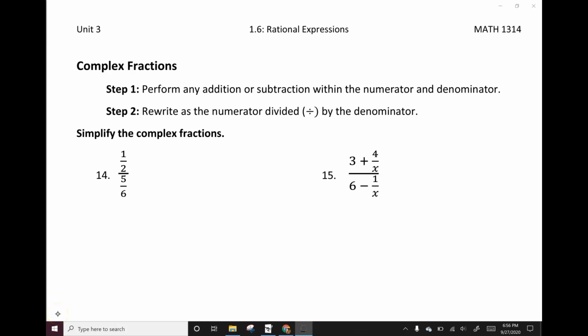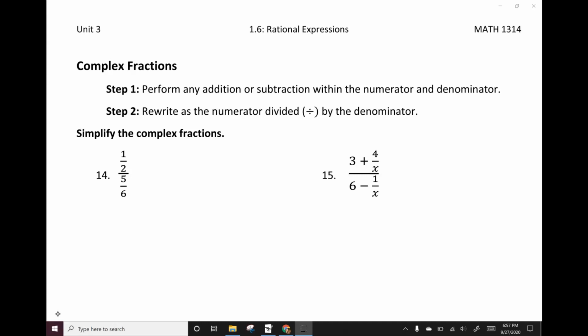Hey guys, this is 1.6 part 3, and we're going to talk about complex fractions. A complex fraction is a fraction over another fraction. Basically, in the numerator and/or denominator, you have some more rational expressions. We're going to talk about how to simplify that in this video.